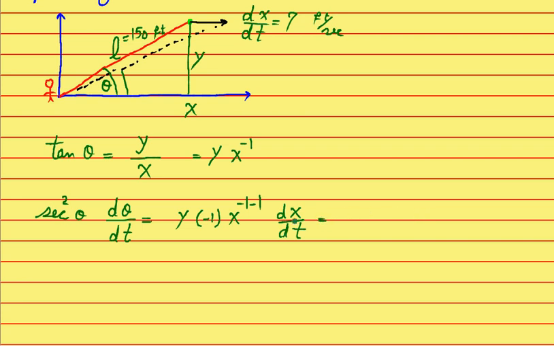Let's clean this up. It's good to write minus up front. It's minus y x to the power of minus 2. I write it here, dx dt.